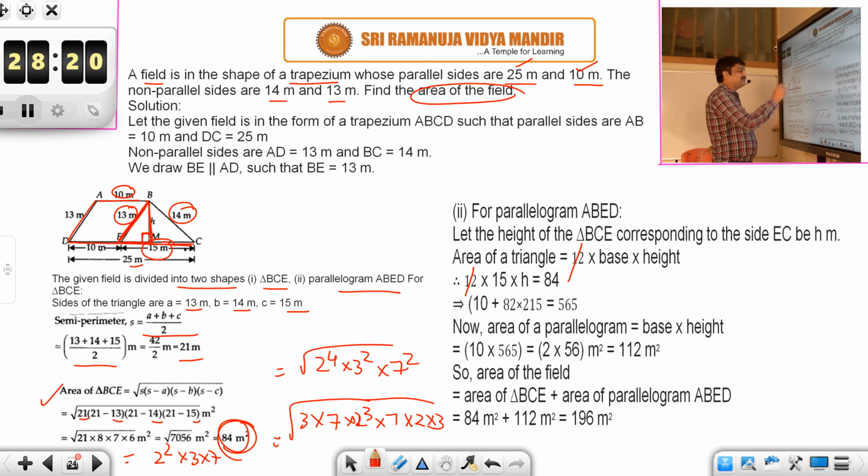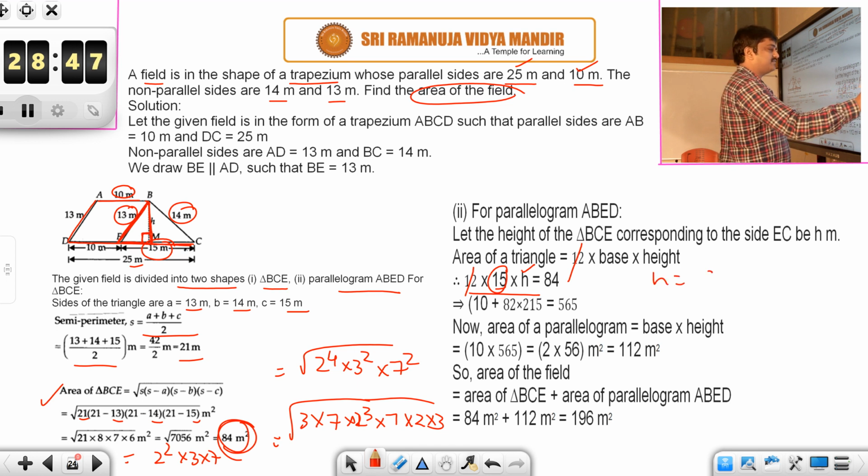But we know that the area of triangle BEC is half base into height, and the base is 15. So can we find the height? Half into base into height is 84. So height will be 84 into 2 divided by 15.